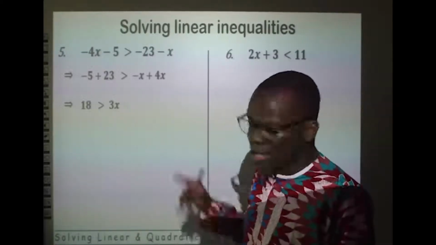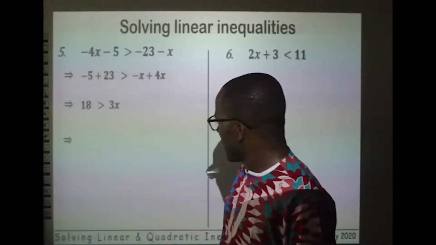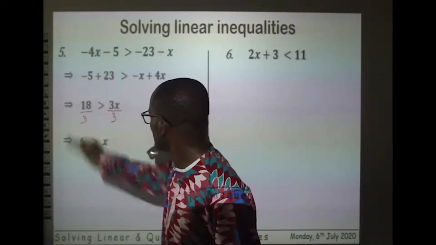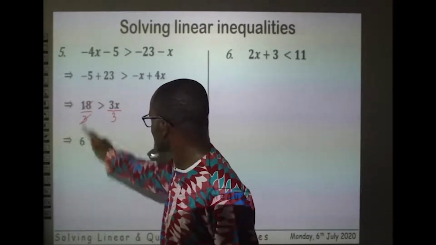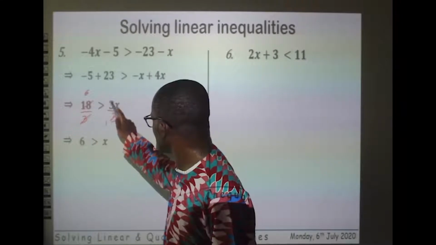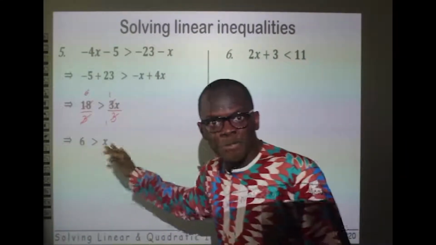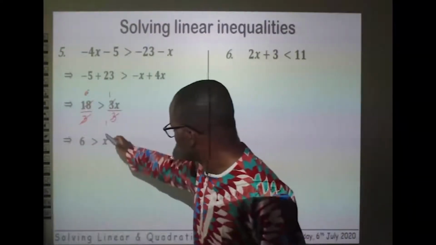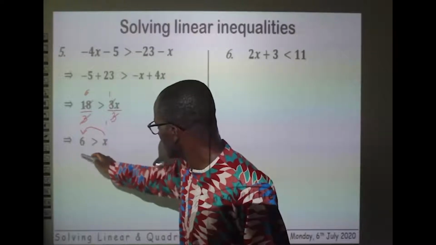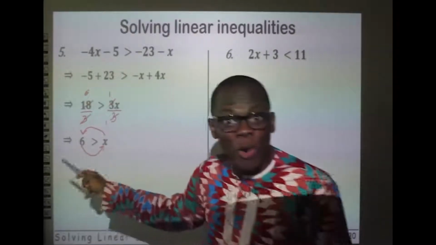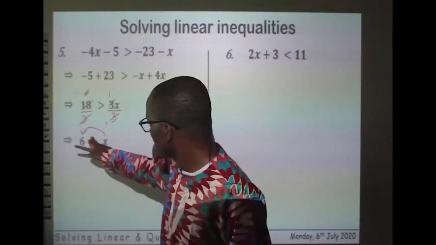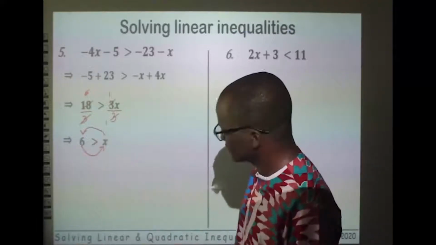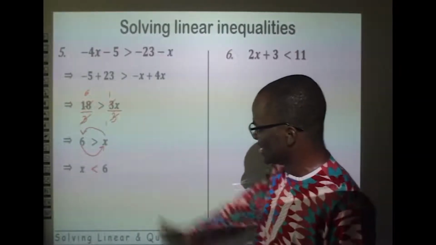But then, remember, like I said, you divide both sides by 3 here. When you divide both sides by 3, 3 in 18 gives you 6. And then that 3 cancels, and you're left with just x. And this is what you have. But remember, we always put the unknown on the left-hand side. And when you do that, the inequality sign changes. It's going to change from greater than to less than. So you have x is less than 6.